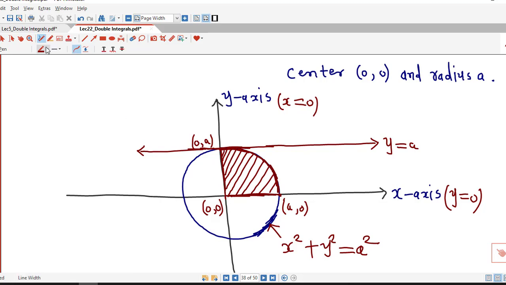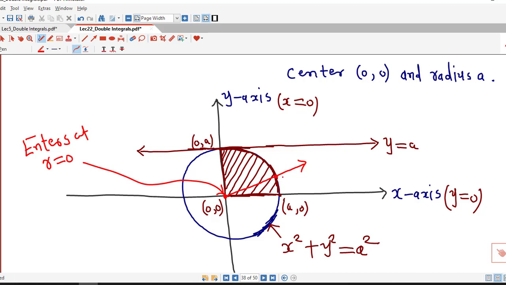So now we decide the limits of integration for variables r and theta. For variable r, we imagine a ray starting from the origin and passing through the region, and these are the points at which the ray enters the region and leaves the region. Now this point is at the origin. At this point the value of r is 0, so the lower limit for r is 0.